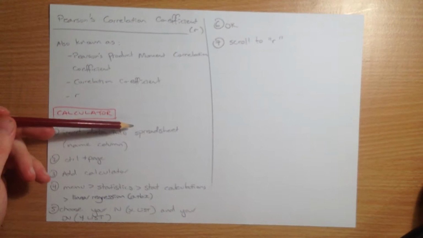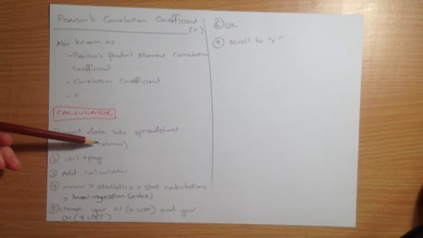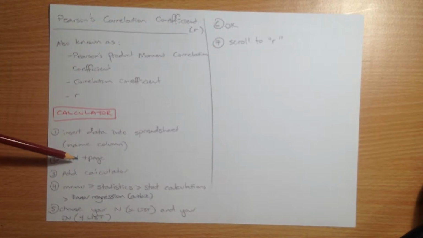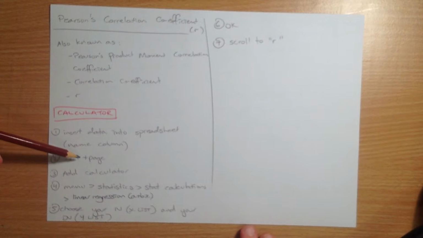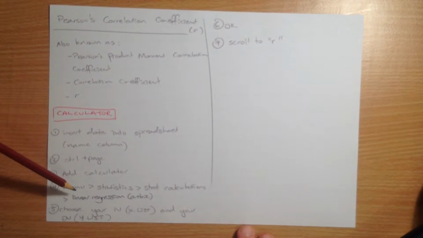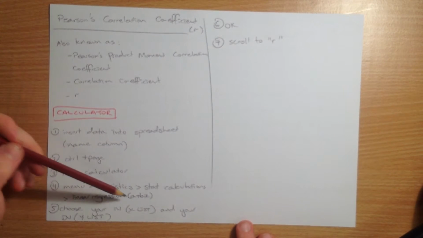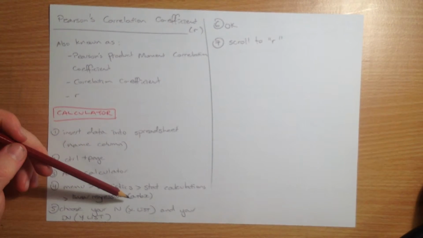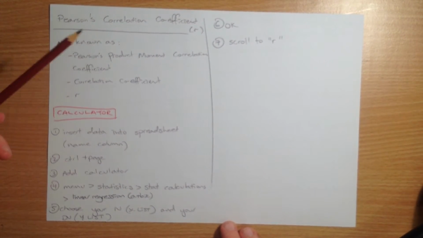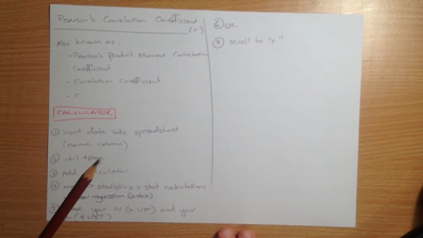Well, we just put our data in a spreadsheet and name it. That's something we're getting pretty good at doing by now. Instead of adding a graph page like we would for a scatter plot, we're going to add a calculator page, and then we're going to go Menu, Statistics, Stat Calcs, and then Linear Regression a plus bx, about the fourth one down. That's going to tell us a few things about that line, and one of the things is how strongly correlated it is, or what our R value is.